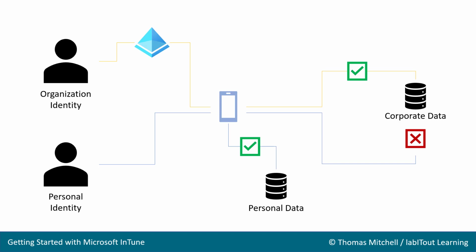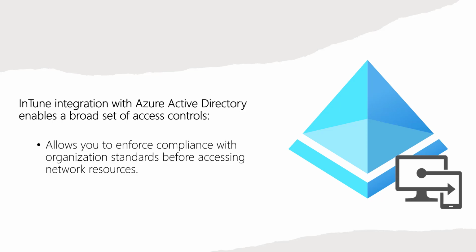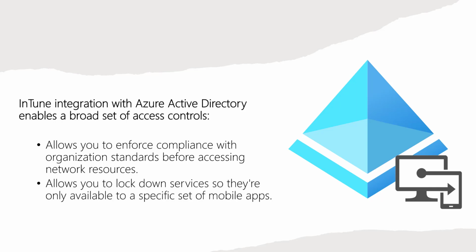Now, if you remember earlier in this lesson, I mentioned that Intune integrates with Azure AD. This integration enables a broad set of access controls. For example, this integration allows you to require mobile devices to be compliant with your defined organizational standards before accessing network resources. It also allows you to lock down services so they're only available to a specific set of mobile apps. An example of this would be a scenario where you might lock down Exchange Online so it's only accessible via Outlook or Outlook Mobile.